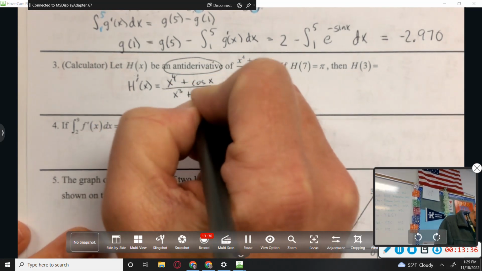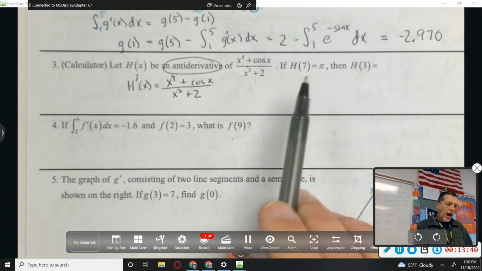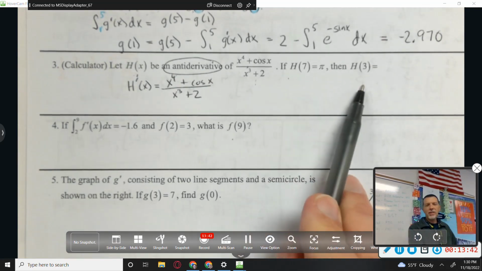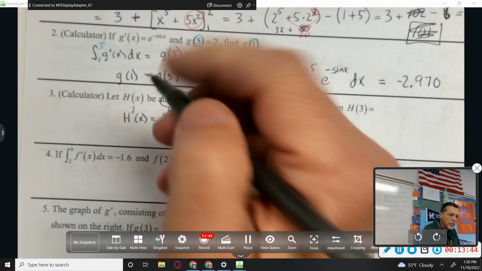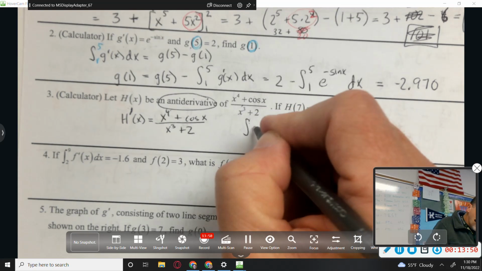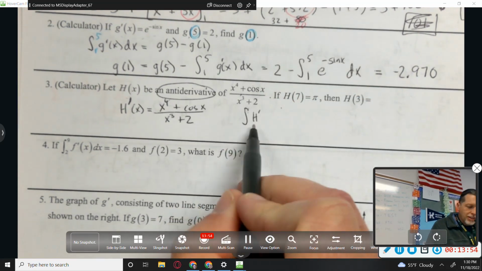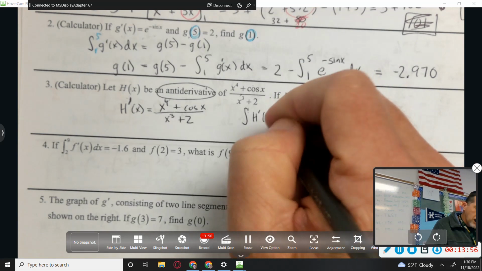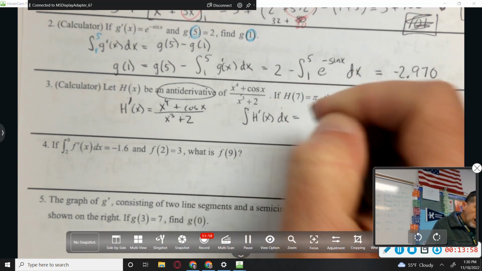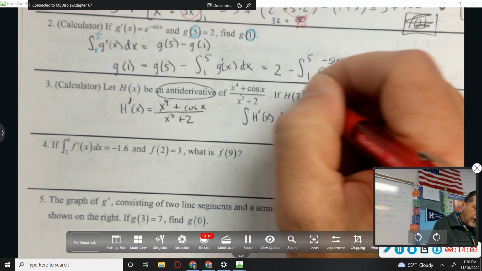So h prime, worded quite strangely just to make us think, they gave us h prime. And then they're asking questions about h. So if you want to get from h prime to h, you need to integrate. So let's integrate h prime, and I don't want to write all that stuff, so I'm going to just go with h prime. From 3 to 7, because those are my x values involved in the problem.